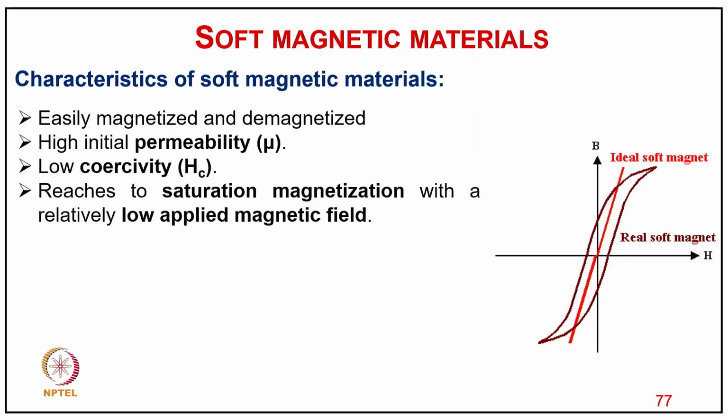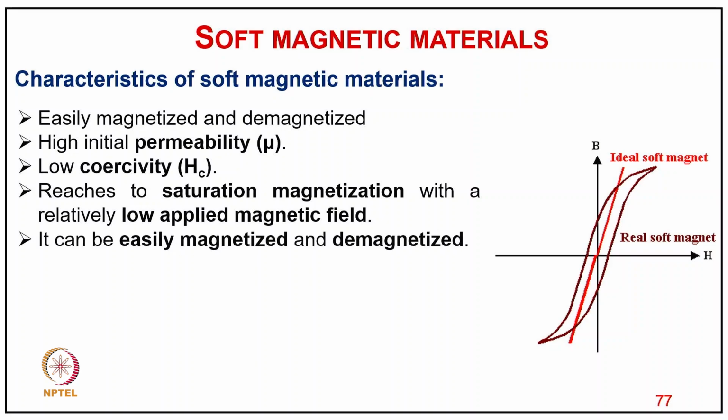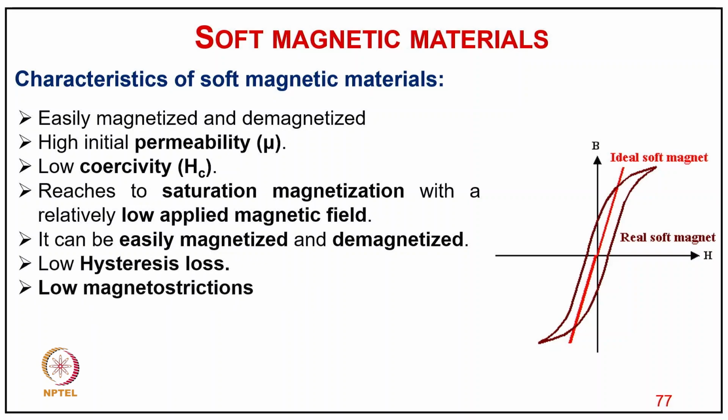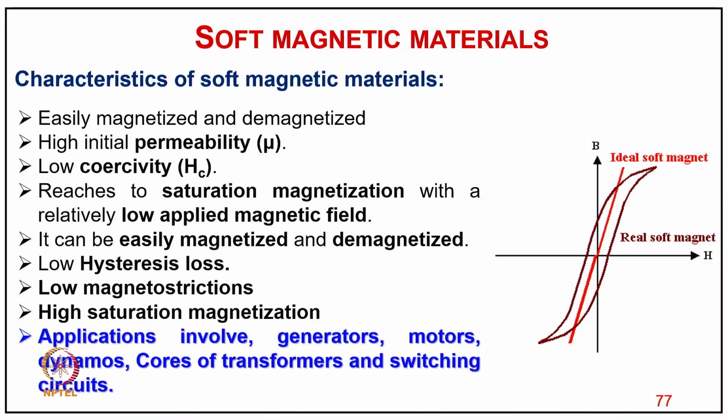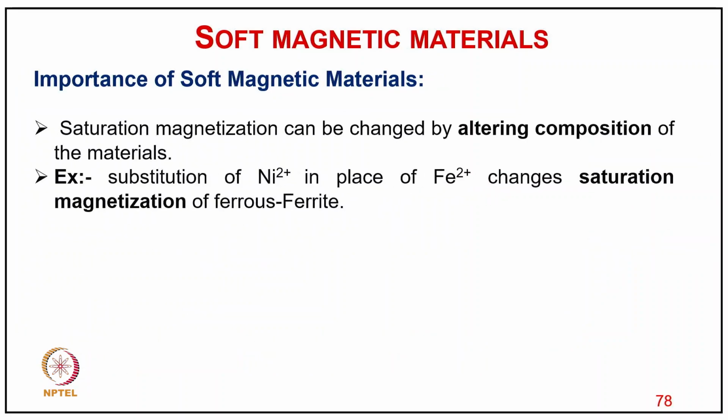So it has a very small BH loop, and certainly very low losses, including core losses and hysteresis loop loss, and it does not require very large excitation if you are using such soft magnetic metal. That's the reason we use soft ferromagnetic material in most electrical machines. It can be easily magnetized and demagnetized, and has a low hysteresis loss and low magnetic friction. It has a high saturation magnetization, and applications involve generators, motors, dynamos, cores of transformers and switching circuits.